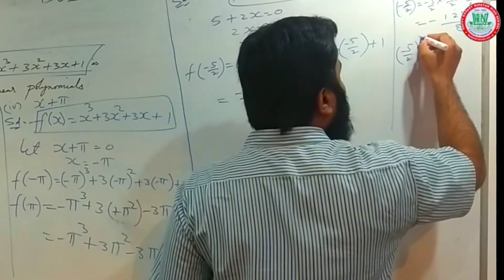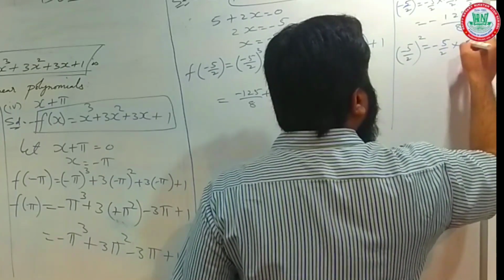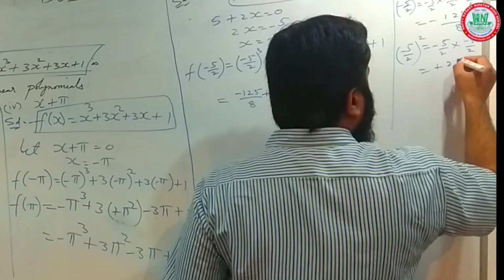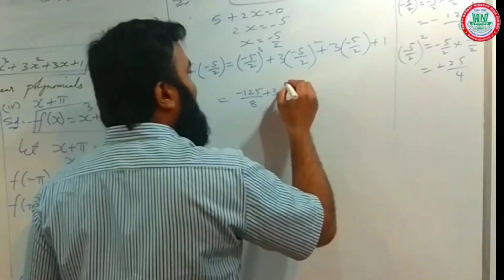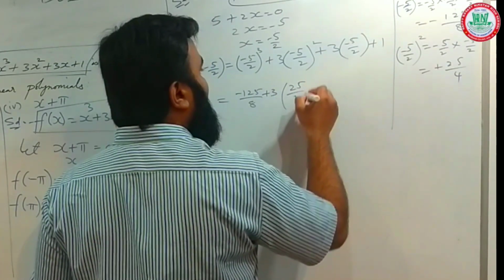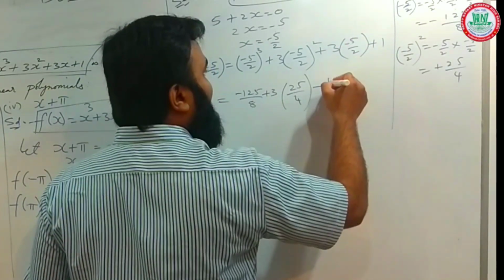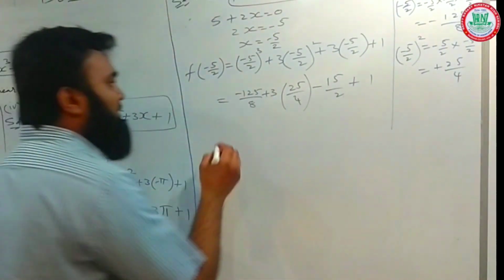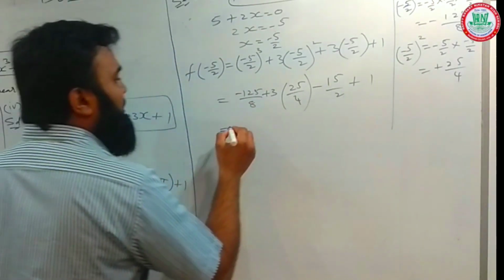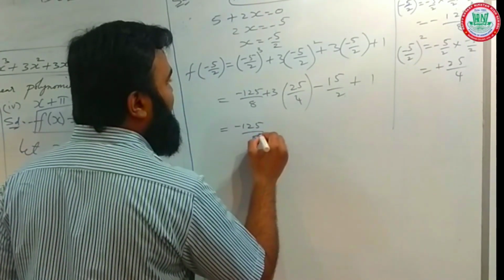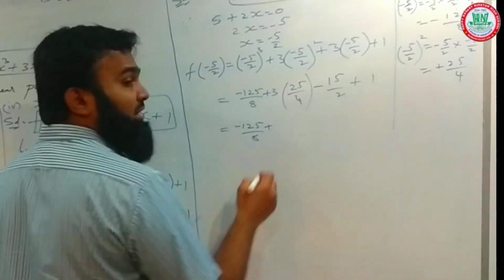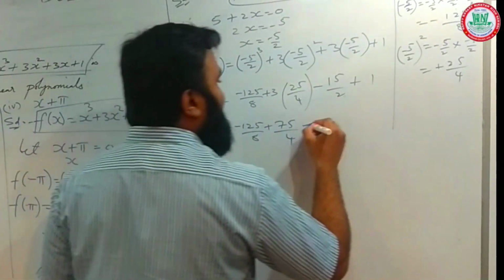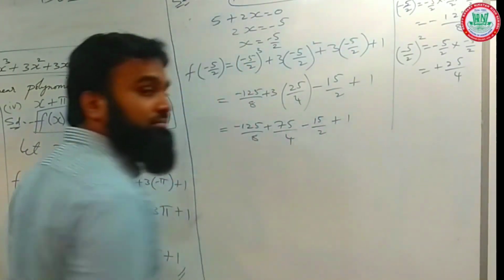Plus 3 as it is (-5/2) whole square. (-5/2) whole square means (-5/2) × (-5/2), which is equal to minus into minus plus, 5 5s are 25 by 2 to the 4, which is equal to 25/4. Plus into minus is minus, 3 5s are 15, by 2, plus 1. Okay, is it clear? Which is equal to, now we'll get -125/8 plus 3 into 25/4, 3 5s are 15, 3 7s are 75 by 4, minus 15/2 plus 1.